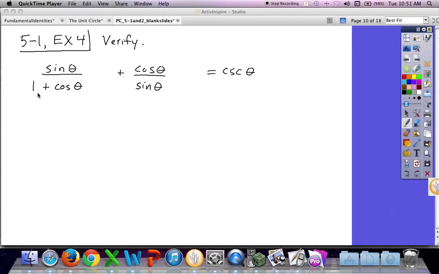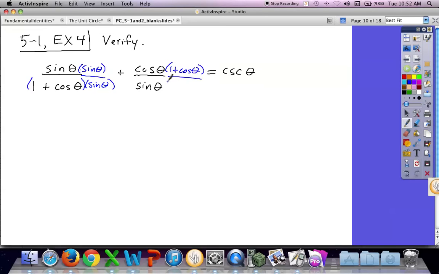For most of these denominators, the common denominator is going to be the product of the denominators. So if I want to have a common denominator between these two, then on this first fraction, I'm going to multiply times sine theta over sine theta. And in the second one, I'm going to multiply by 1 plus cosine theta over 1 plus cosine theta. I mean, that's generally the way you're going to find your common denominator.